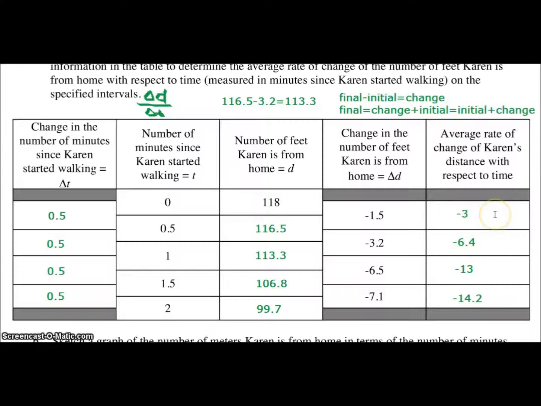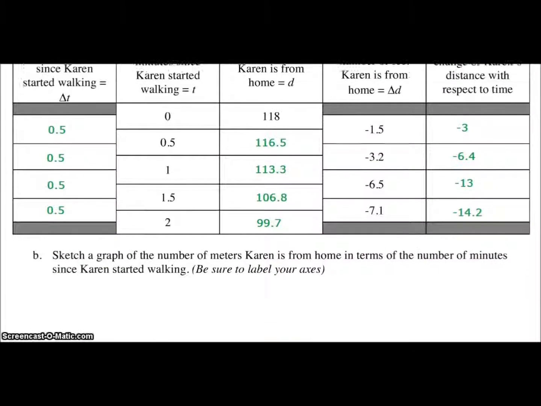So I notice here that the average rates of change are also becoming more negative, not at a uniform rate. This one's kind of a big jump here of 3 units. This one's a bigger jump of almost 7 units. This one's only a jump of about 2 units. So there's something interesting going on with the average rate of change.